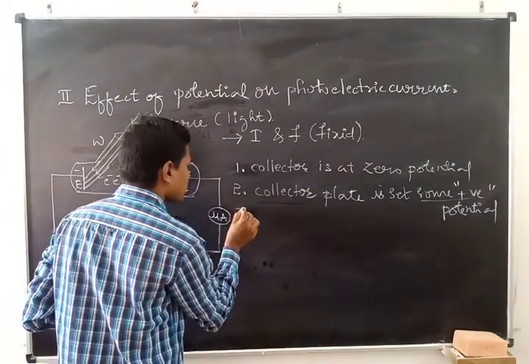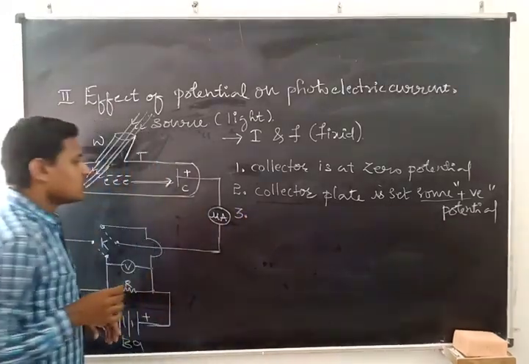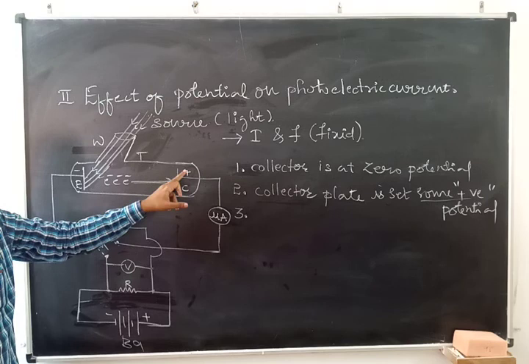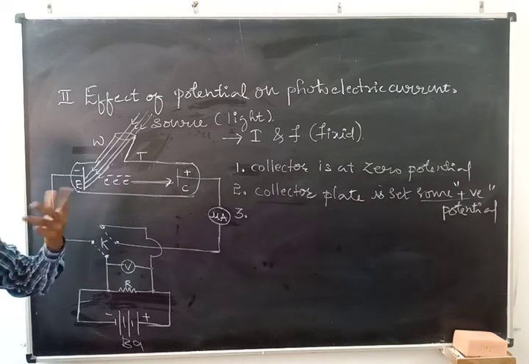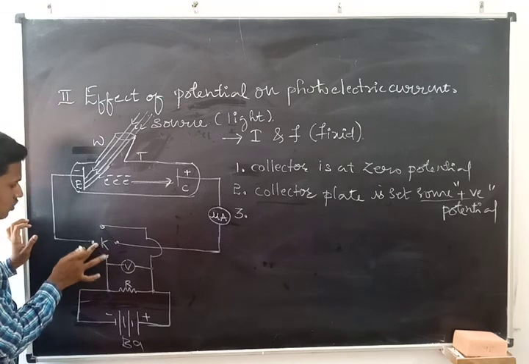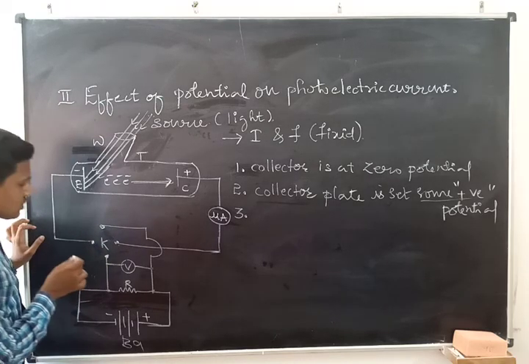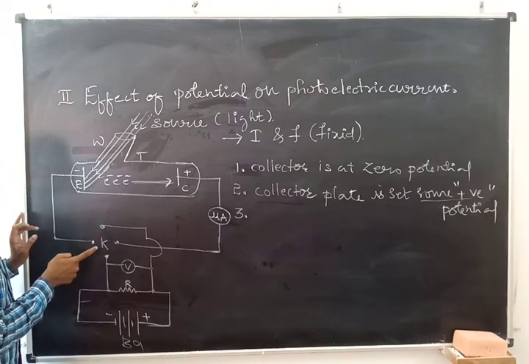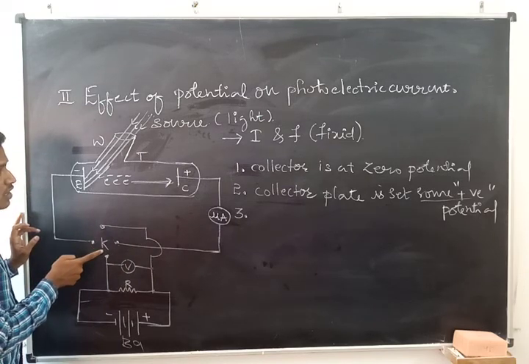So next, in the third case, instead of a positive potential, I am going to make it negative. How am I going to achieve this negative potential? Very simply, just by reversing this commutator.